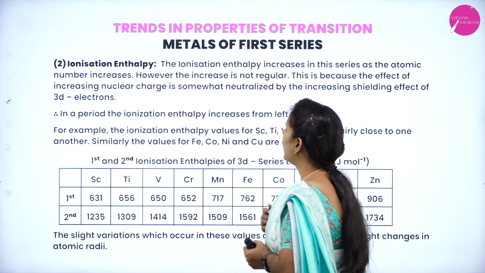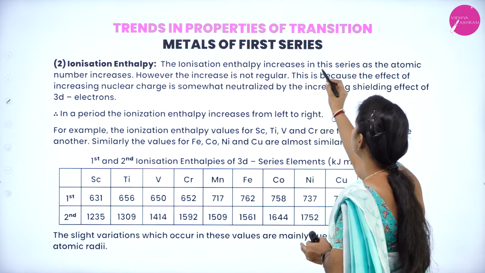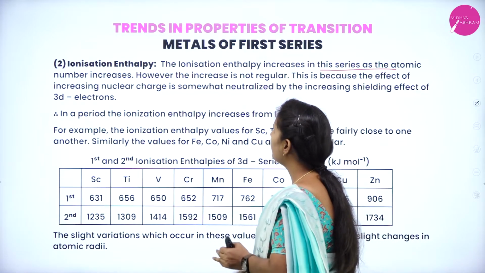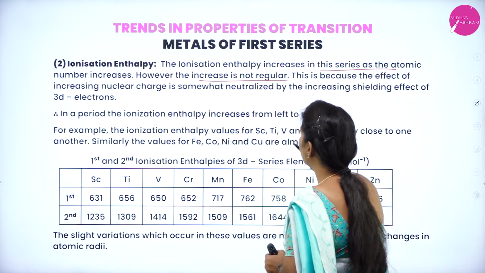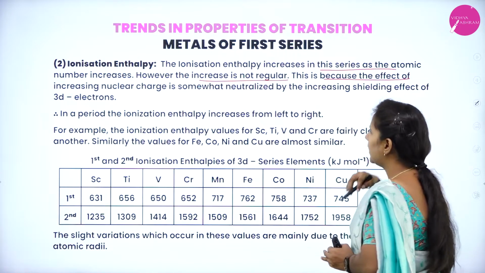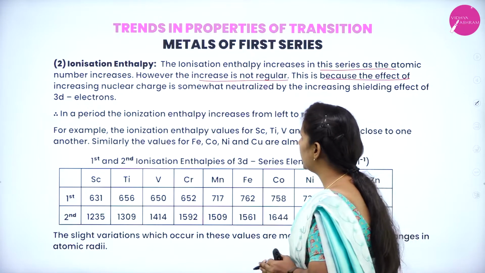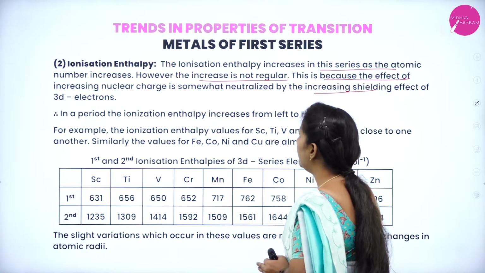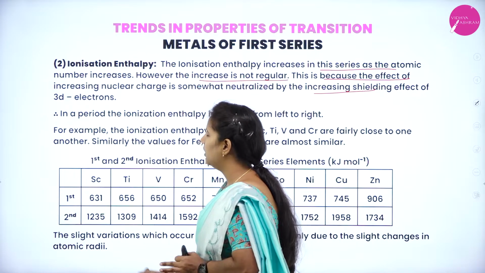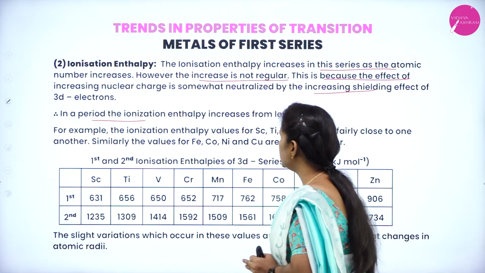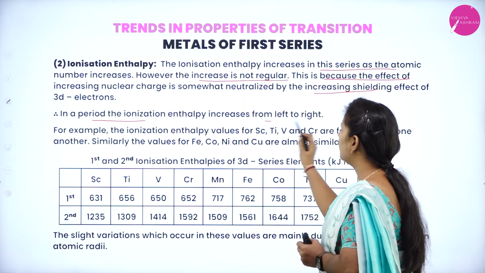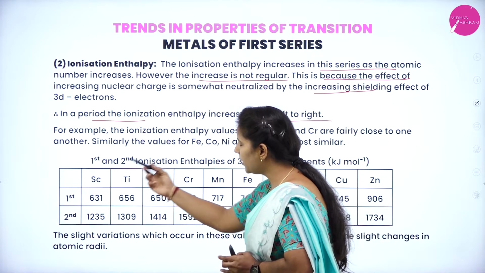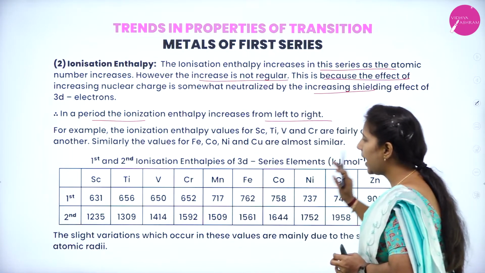Yes. So, the ionization enthalpy increases in the series as the atomic number increases. However, the increase is not regular. This is because the effect of increasing nuclear charge is somewhat neutralized by the increase in the shielding effect of the 3d electrons. So, in a period, ionization enthalpy increases from left to right. For example, you can see that I have represented the 3d series from scandium to zinc.